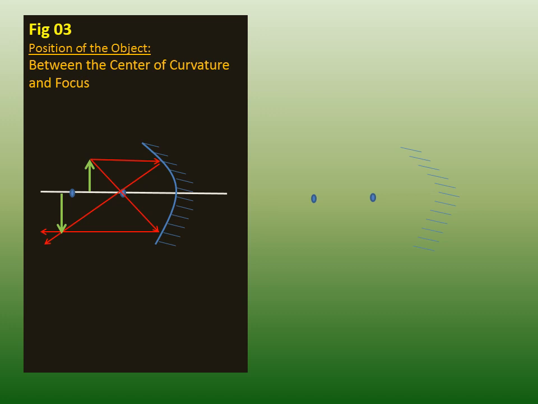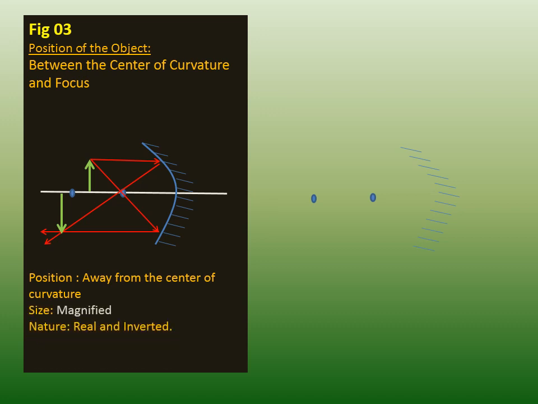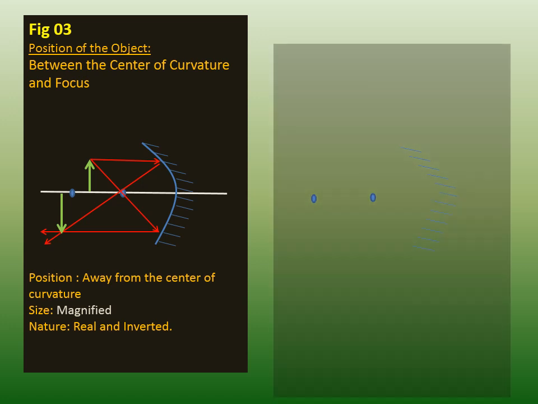That means when you place the object in between the center of curvature and the focus, you will get an inverted image, obviously, but the image will be inverted and magnified. That means larger than the size of the object. This is the description of the position of the image. The image will be away from the center of the curvature, and the size of the image is magnified, and the nature is real and inverted also.